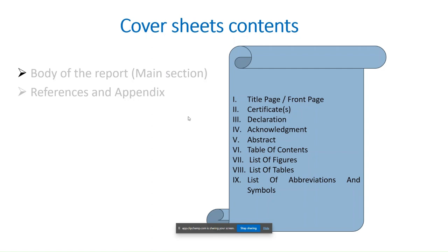Then table of contents, which says which content is on which page number, which chapter. Then list of figures and tables, what is the figure name, figure number, which page number they are available at, what is the table number, table name, and on which page they are available. Finally, any abbreviations and symbols that you have used in the report, so that you don't have to put a bracket next to the short forms each time you use them.